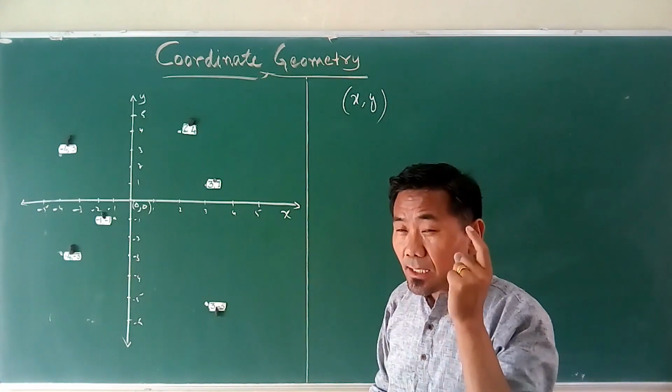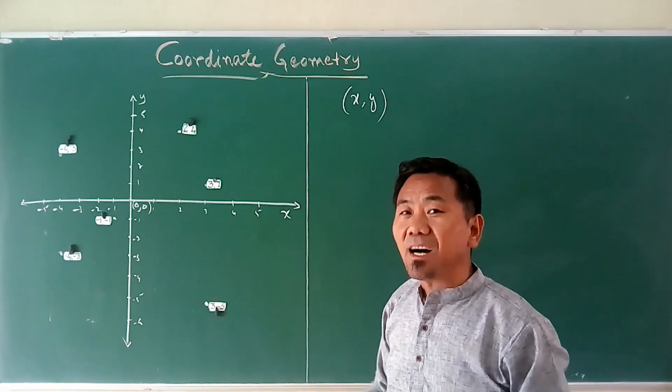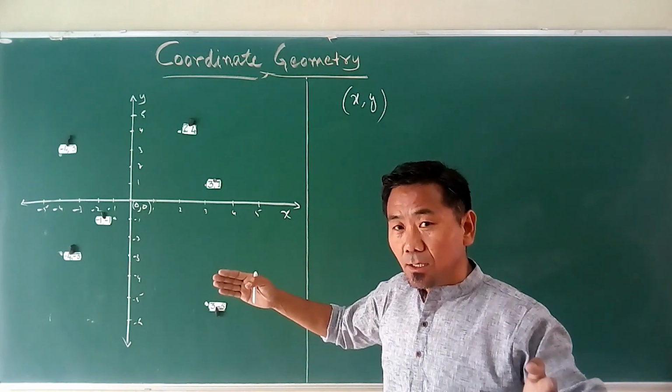Coordinate geometry is used to find the distance between the 2 points.